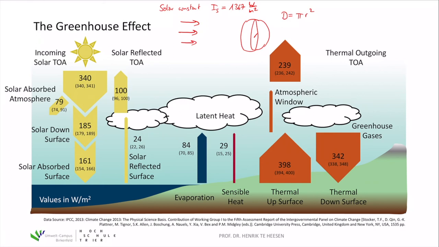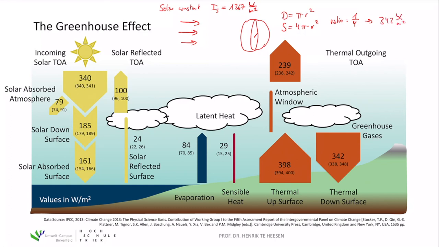But of course we have a sphere, and the surface of the sphere is 4 pi times R squared. So that's the surface of Earth, which is receiving this radiation. And you see the ratio is just 1/4. So on average, over 1 year, the mean radiation we get is just 1/4 of this value of 1,367 watts per square meter due to this ratio of 1/4. So that gives us a mean radiation of 342 watts per square meter.